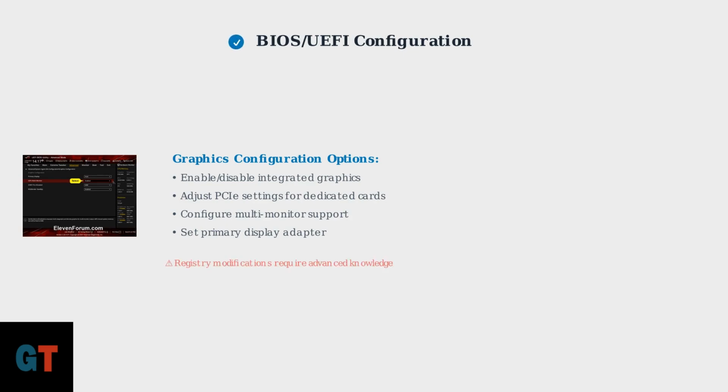Registry modifications represent the most advanced troubleshooting option. Clearing display cache entries and resetting HDMI detection protocols requires careful execution and should only be attempted by experienced users. USB-C to HDMI adapters present unique compatibility challenges, especially with high-resolution displays. 4K and 8K resolutions require HDMI 2.1 support for proper bandwidth allocation.